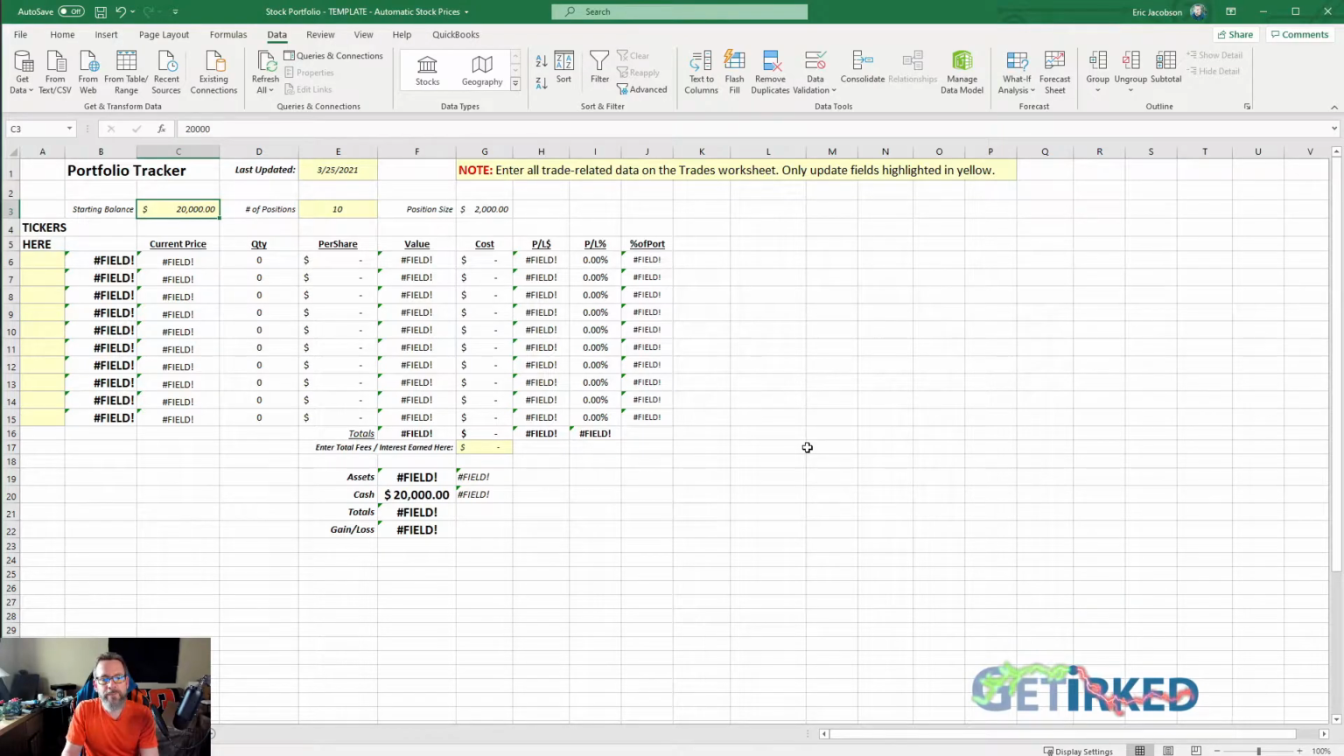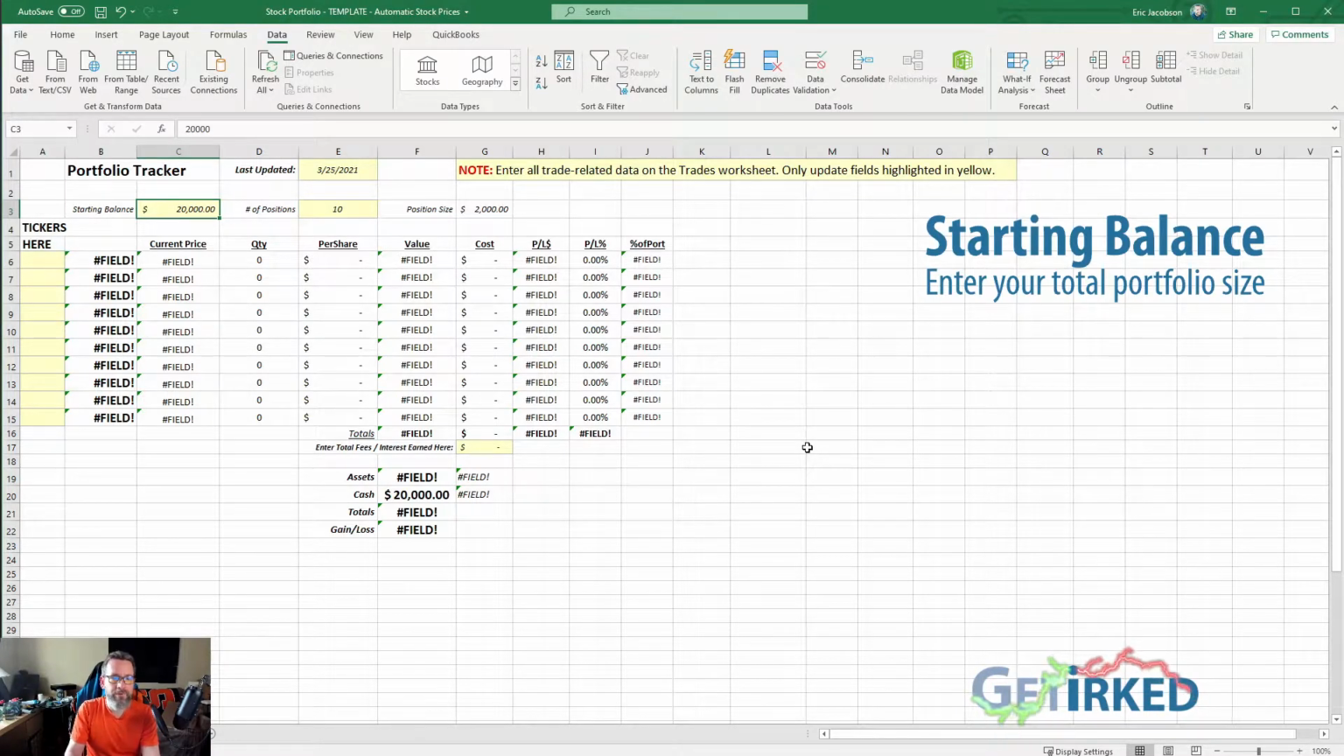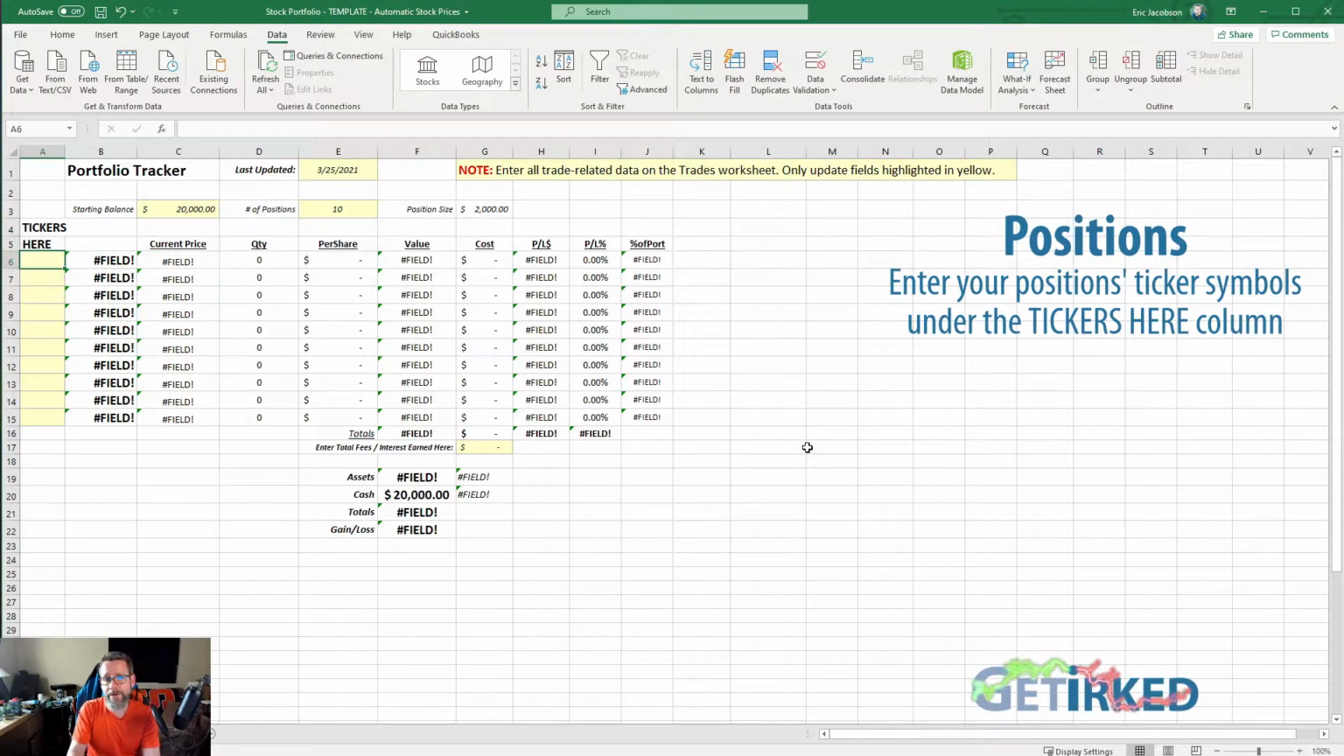We've got a starting balance place where you can put in whatever your starting balance is. For a holding pattern, I put in $20,000, and then you can enter your tickers over here. When you first open up the spreadsheet, there might be an indicator that says enable content, and what it means is it's wanting to be able to connect this spreadsheet with the system that's providing stock prices to Excel.